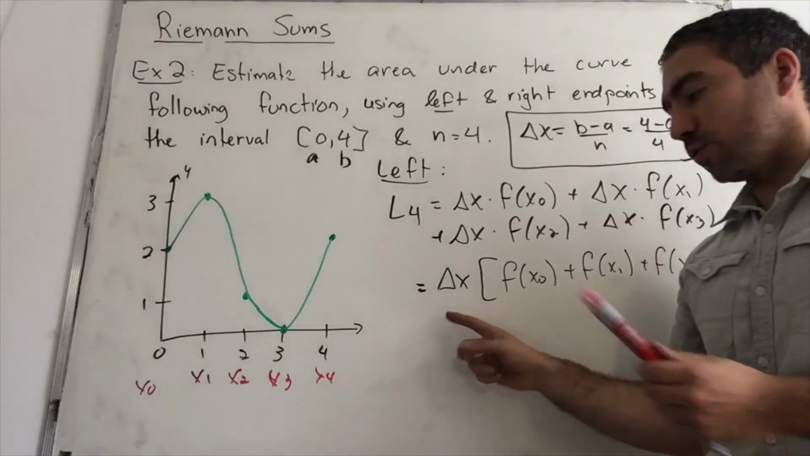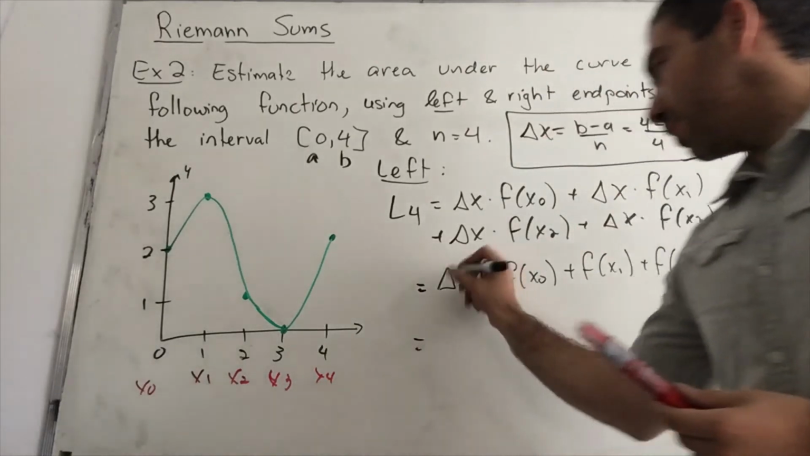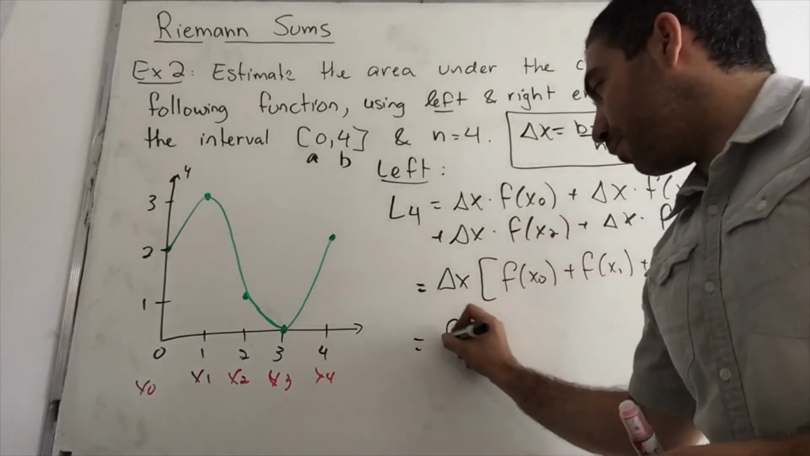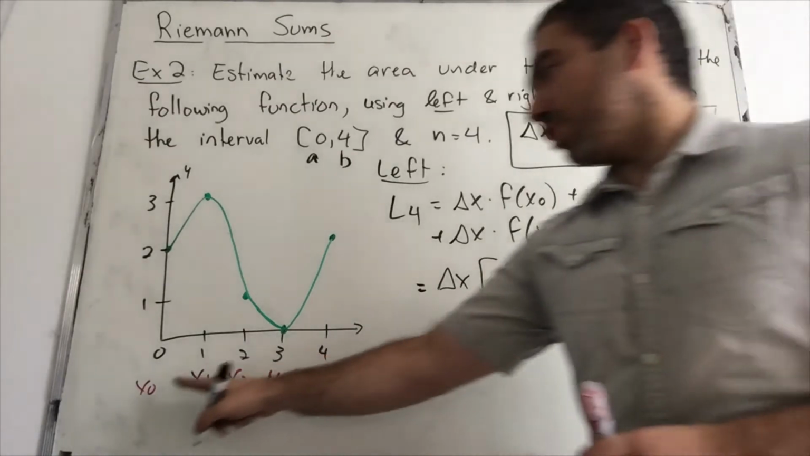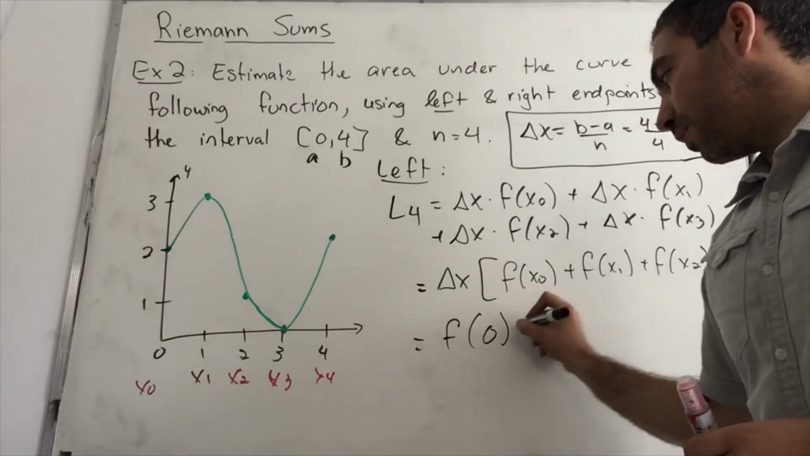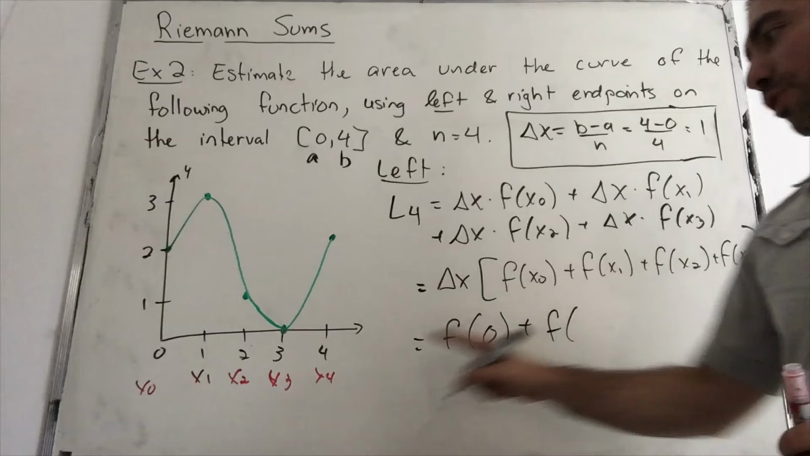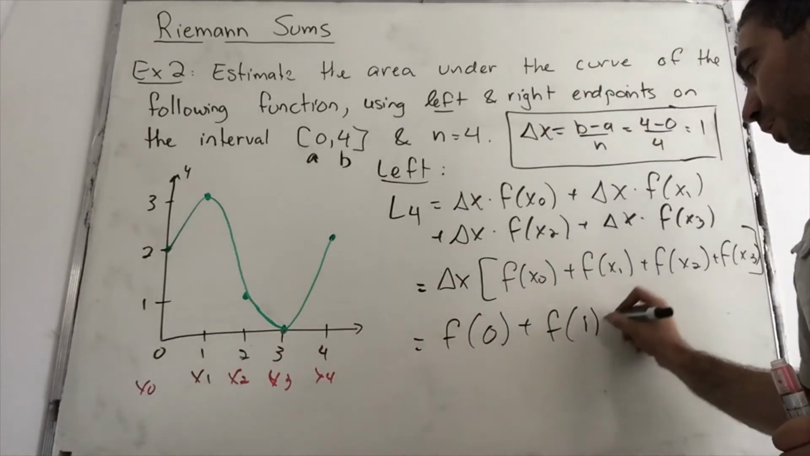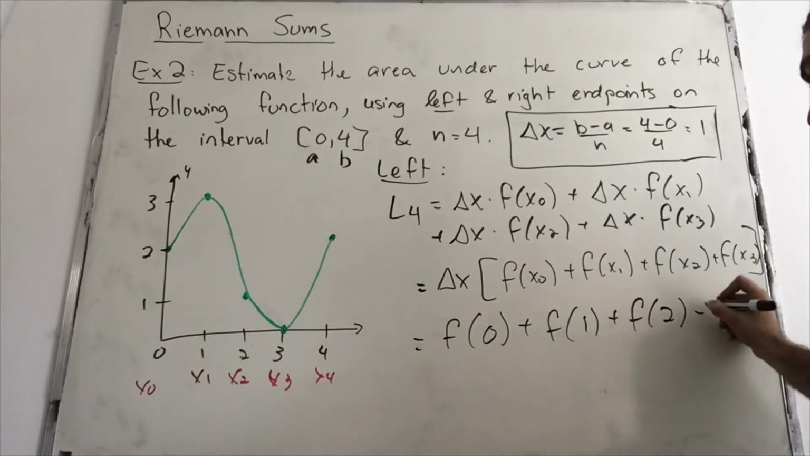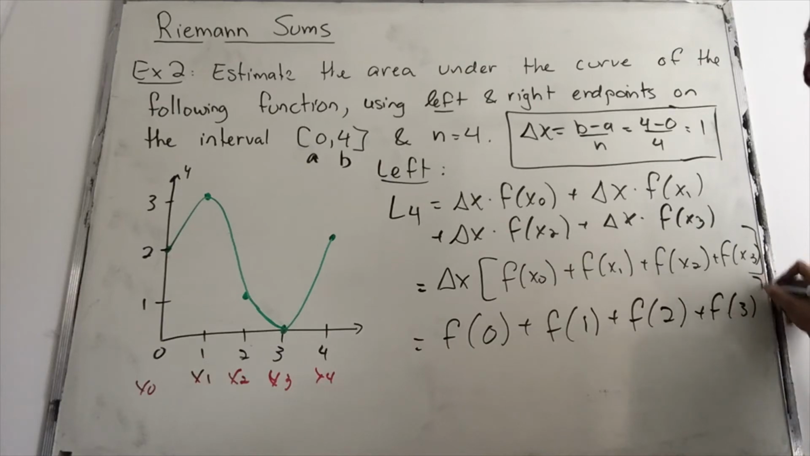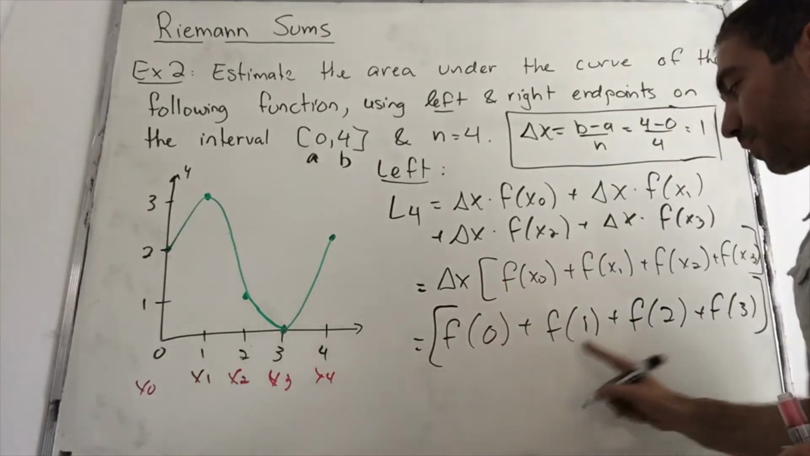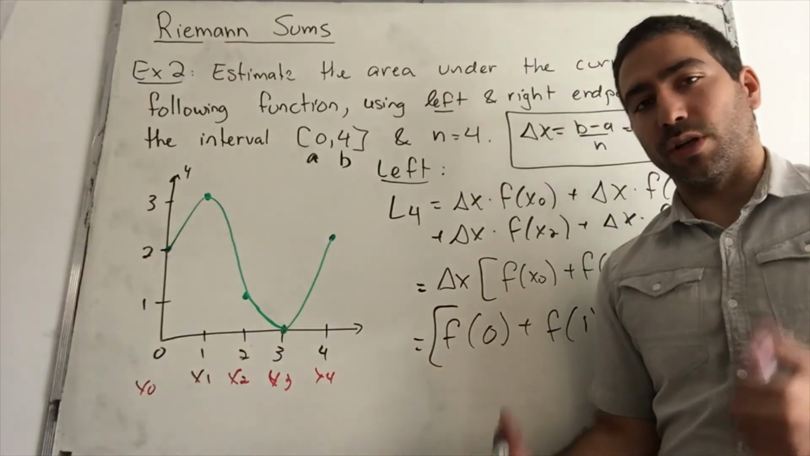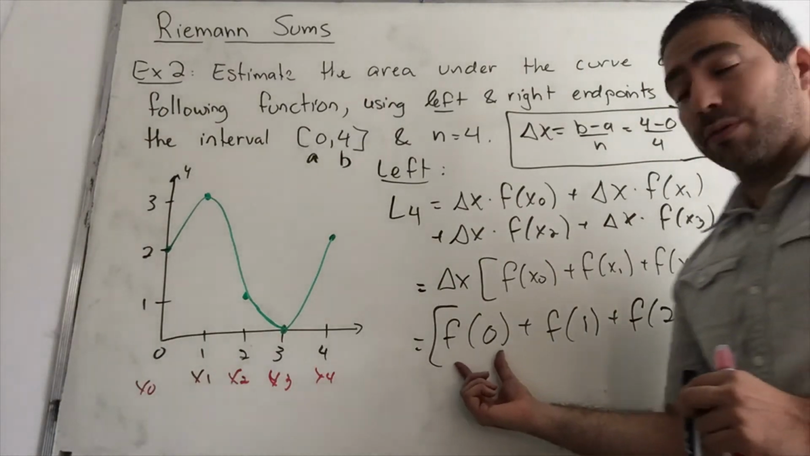So we said delta x is 1, so I'm not going to write it. This is 1. And we said f of x0, x0 was just 0, plus f of x1, which is 1, plus f of x2, which is just 2, plus f of x3, which equals 3. Okay, so usually at this point here, we substitute these values into our function, but we don't have the function. How do we do this? Well, we just read it off the graph.